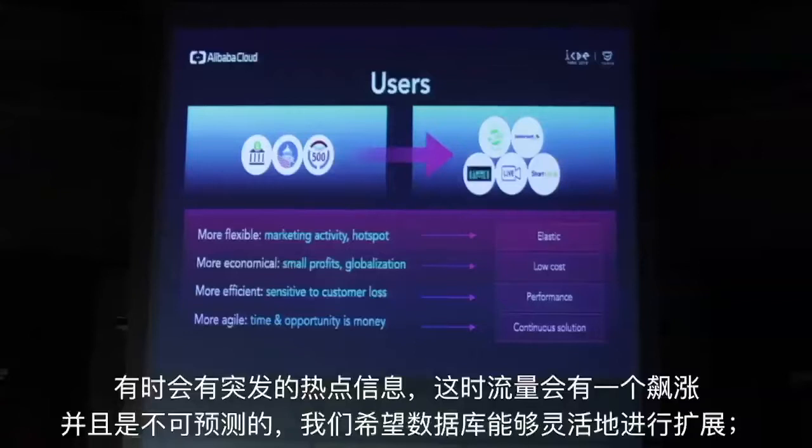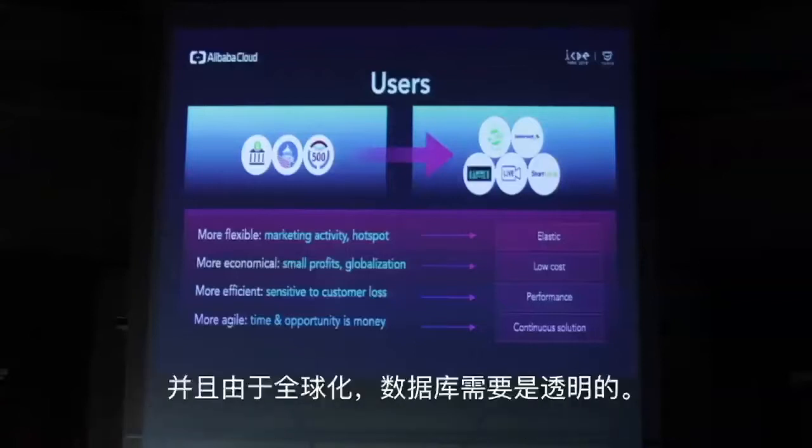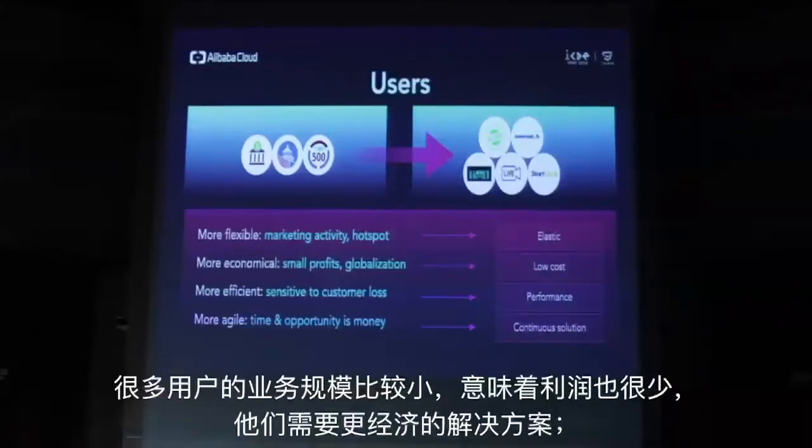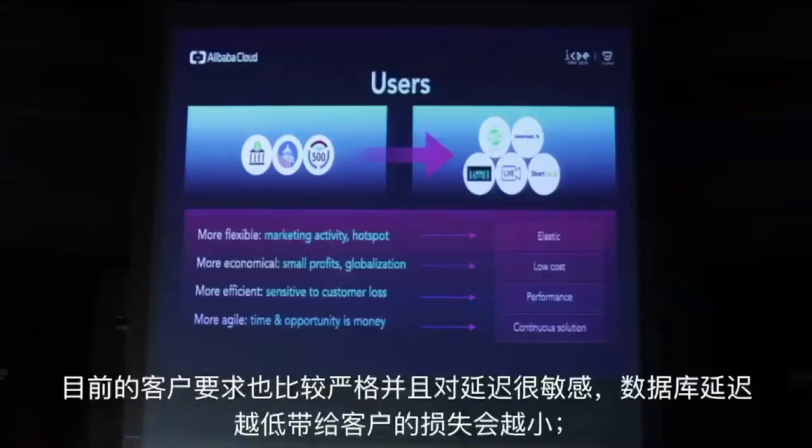like the 9/11. The traffic is a burst and unpredictable. We want the database to be flexible and easy to scale, and the business is transparent due to the globalization. There are many users making small business. They want a more economical solution. And the customers are demanding and sensitive to the RT latency. The faster the database is, the less of the customer loss.